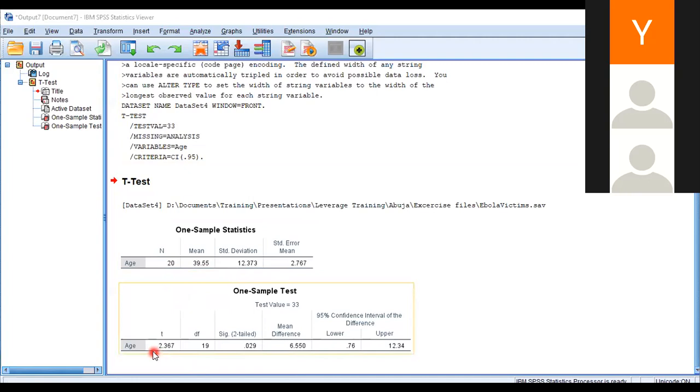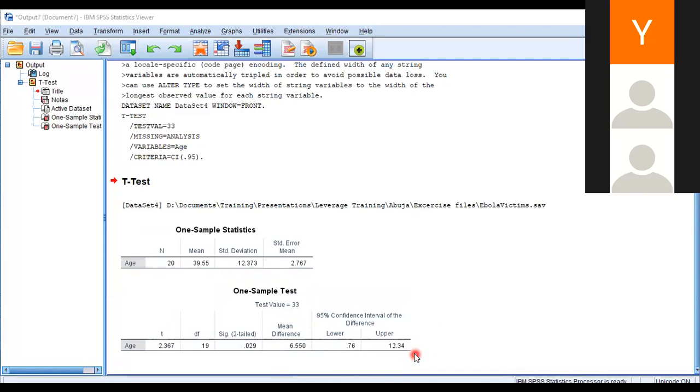And the T you calculated, 2.367, and the degree of freedom is 19, and the p-value is 0.029. The mean difference, the difference between the one they gave us, 33, and this one, 39.55, is 6.55. So the confidence interval of the difference.